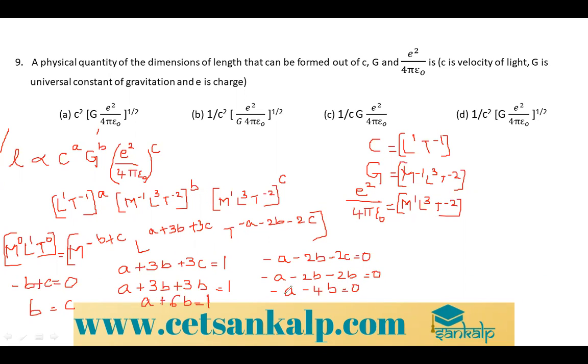Now these both equations I'm going to do simultaneous equation. Okay, a plus 6b is equal to 1, minus a minus 4b is equal to 0. So by adding these both, the a's are going to cancel. 6 minus 4 is 2b is equal to 1. So now b is equal to 1 by 2.